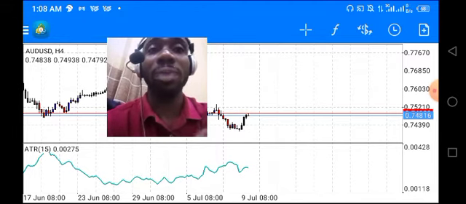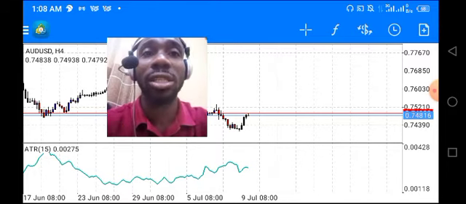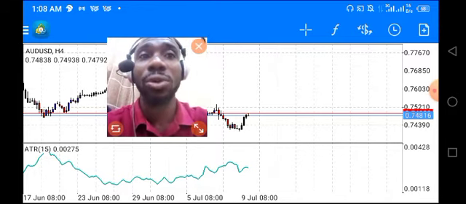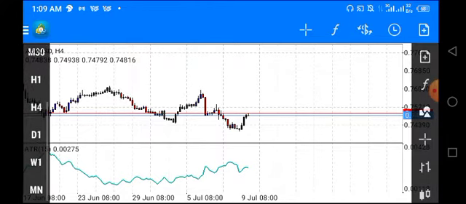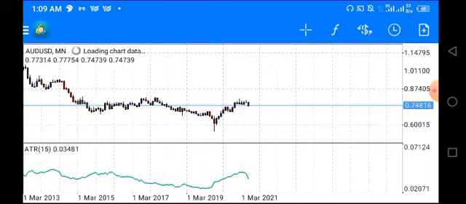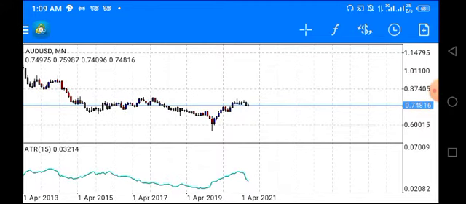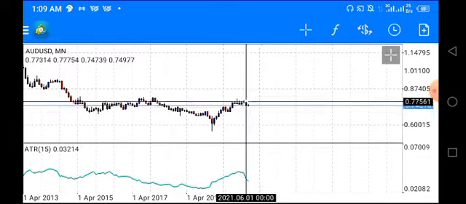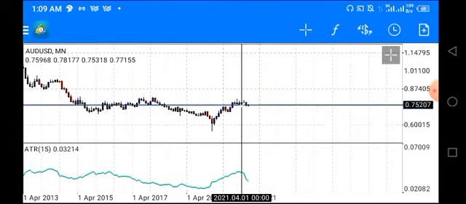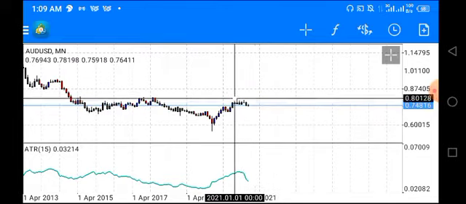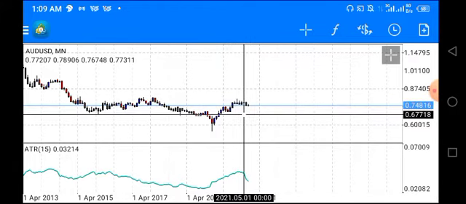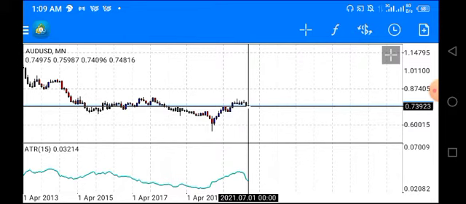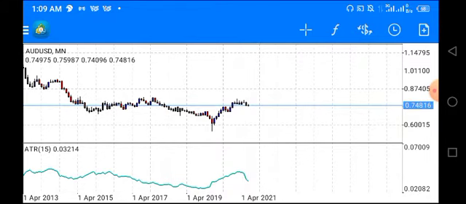Okay, so the first pair I would be looking at is the Australian dollar USD. Let's go to the chart. I start with the monthly chart. You can see on the monthly chart, everything here is looking bearish. You can see the market has been ranging for some months on the monthly time frame, and we have a candlestick here. Last month's candlestick closed.